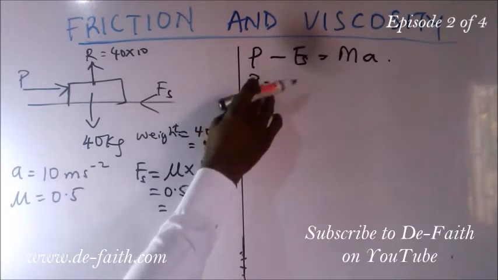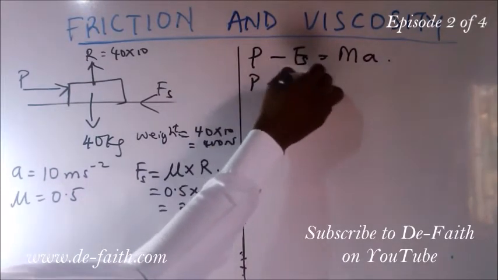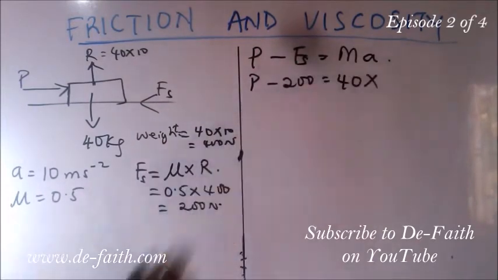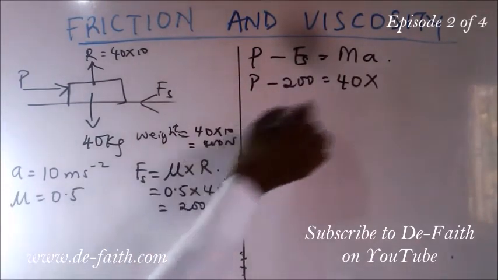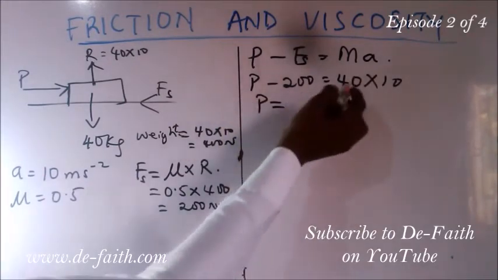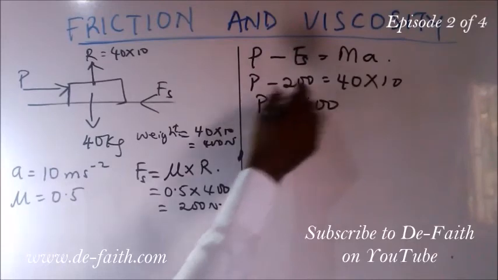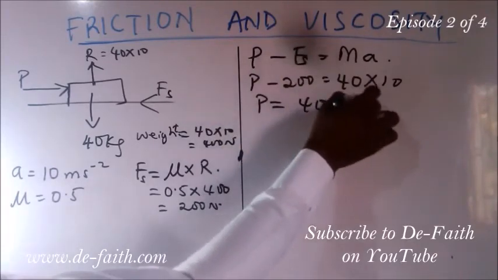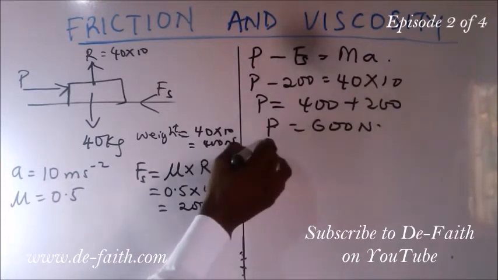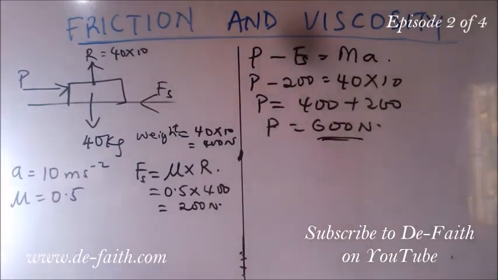Alright, so we have P minus 200 newton equal to the mass of the body, 40, times the acceleration that we want it to have, which is 10 meters per second squared. So, making P the subject of formula, 40 times 10, that is 400, and then 200 comes over here to become plus 200, and so we are left with 600 newton. Here is the force which is required to move the body to overcome the static frictional force and to have an acceleration of 10 meters per second squared.